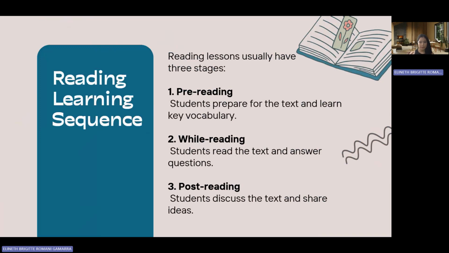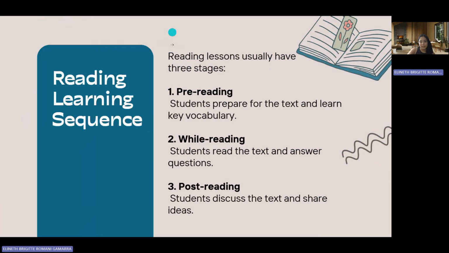In the while reading stage, students read the text and complete activities to understand it. For example, they might answer questions, identify the main idea, or find specific information. And finally, the post-reading stage. In this, the students reflect on the text. They may discuss their opinions, summarize the story, or relate the topic to their own experience.